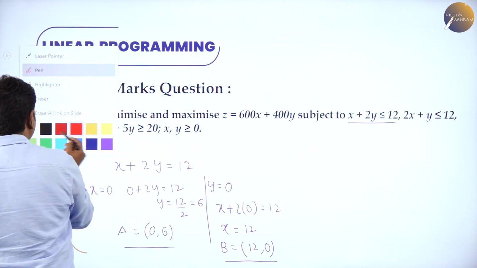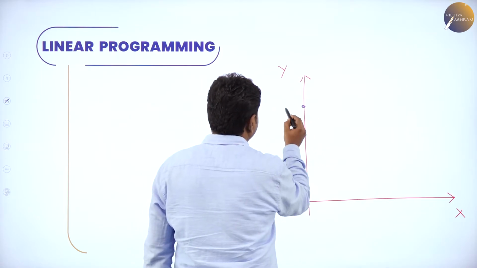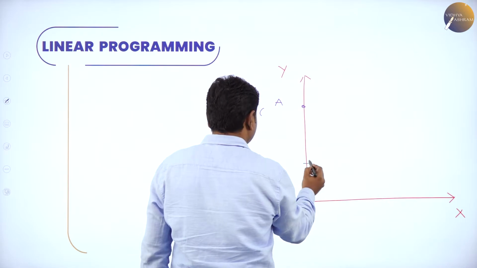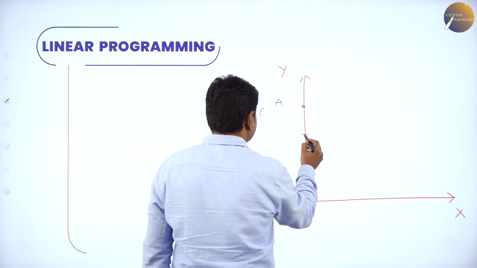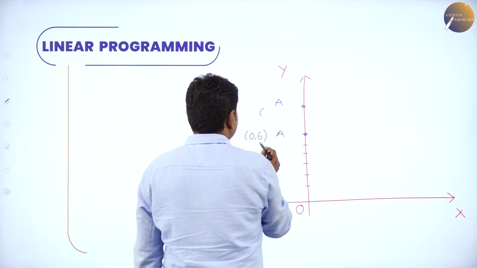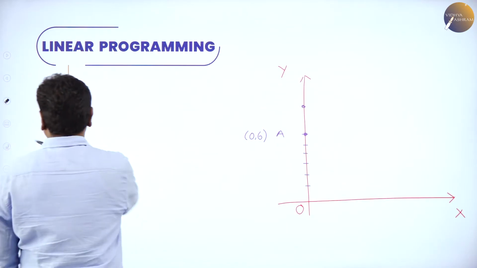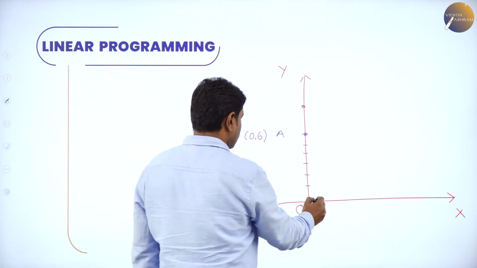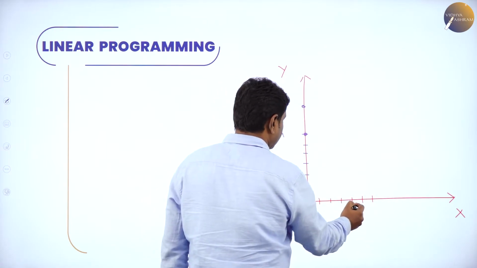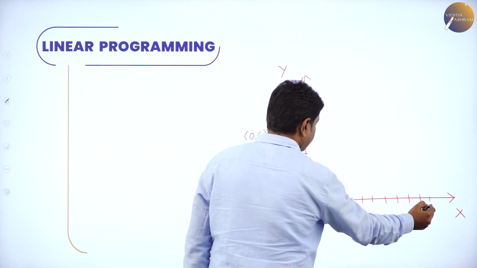0, 6 is a point on the y-axis. On the y-axis, I'll take 0 comma 6. A: 0, 1, 2, 3, 4, 5, 6. This is point A, 0 comma 6, a point on the y-axis. Now further, the point on the x-axis is what? 12, 0. So 1 centimeter is equal to 1 unit. I'll take 1, 2, 3, 4, 5, 6, 7, 8, 9, 10, 11, 12.